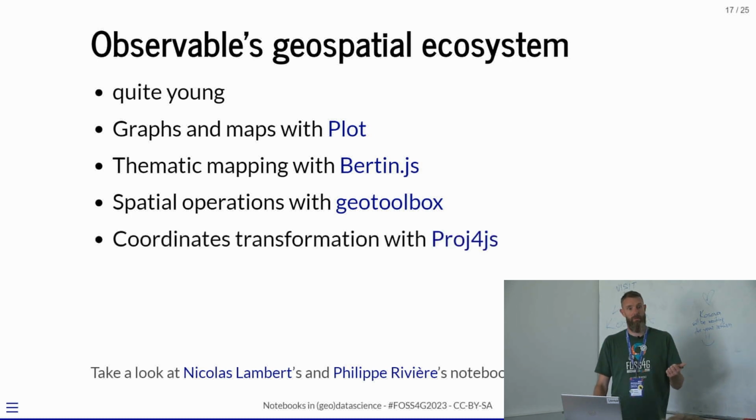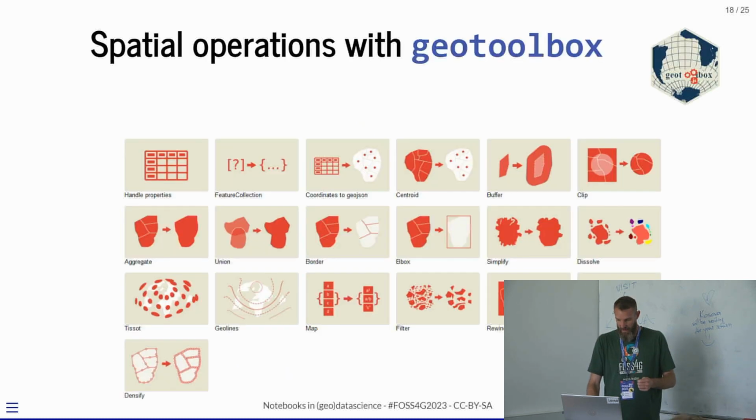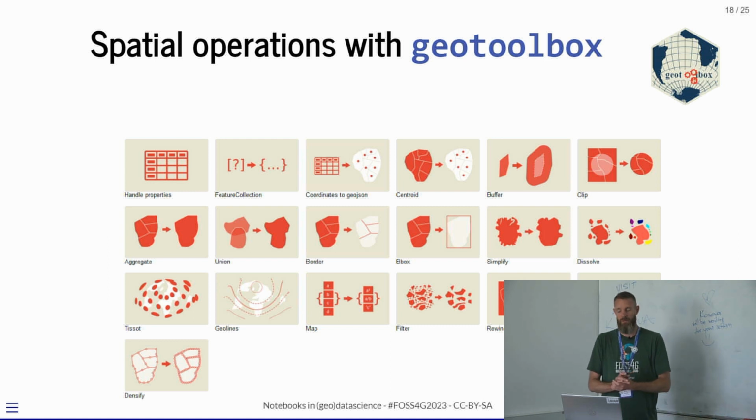And you can do some projections. You can also access other data formats than JSON with GDAL, with a port of GDAL in WebAssembly. So in GeoToolbox, for example, you can do buffers, centroids, you can clip, you can compute bbox. It's not a full-featured JS like we are used to, but you still have some tools for basic operations.